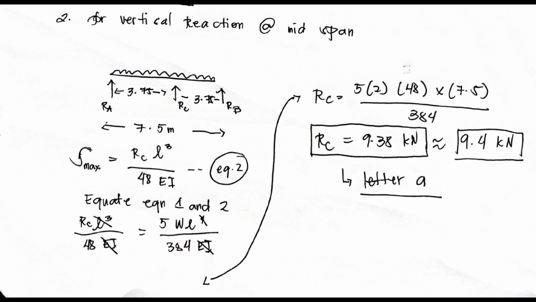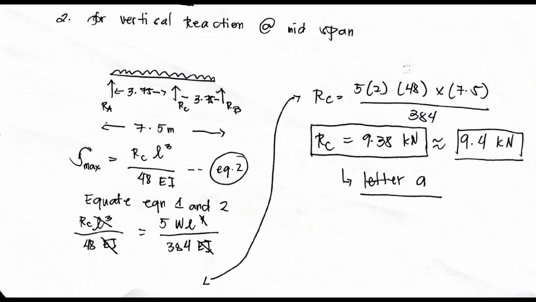For question number 2, the vertical reaction at mid-span is what is missing. As we know, the vertical reaction provided at the midspan restricts the deflection which occurs in the beam. To calculate the vertical reaction, we equate the deflection due to the uniform load with the vertical reaction deflection. The general formula for a point load maximum deflection is vertical reaction times L cubed over 48 EI. This is our equation 2.